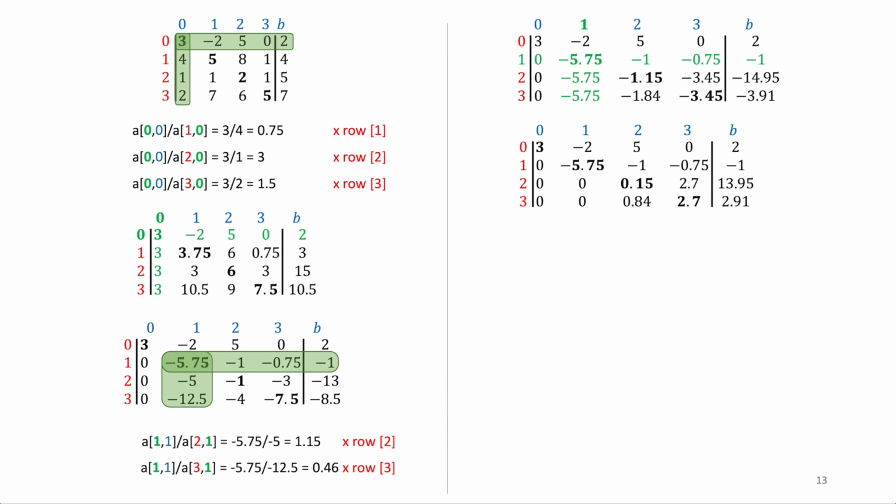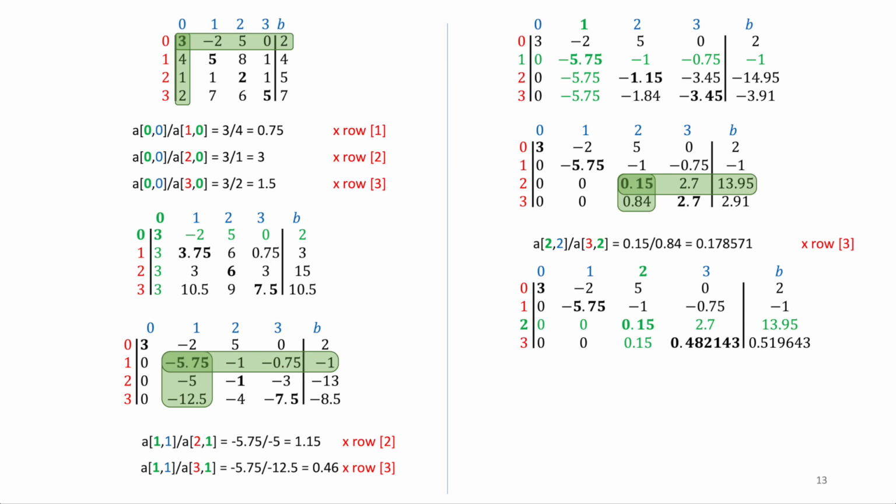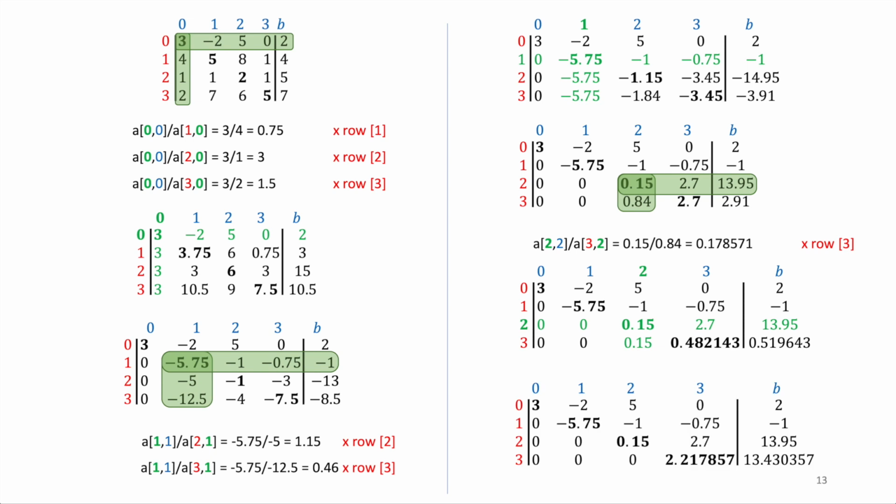Finally, we fix the row number 2, and we have only one element to be eliminated. So we multiply by one factor, we will get this system. As you see here, we can eliminate the remaining element by subtraction to get the final system, which has zeros under the main diagonal.